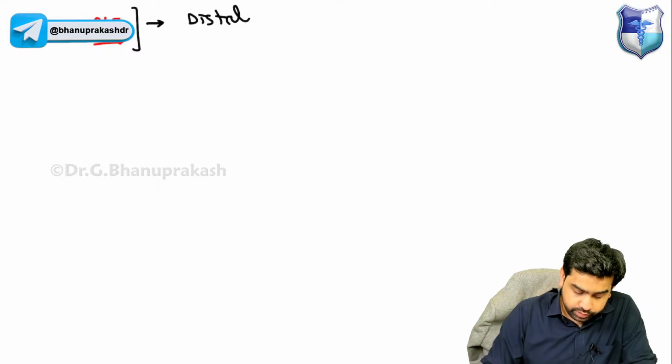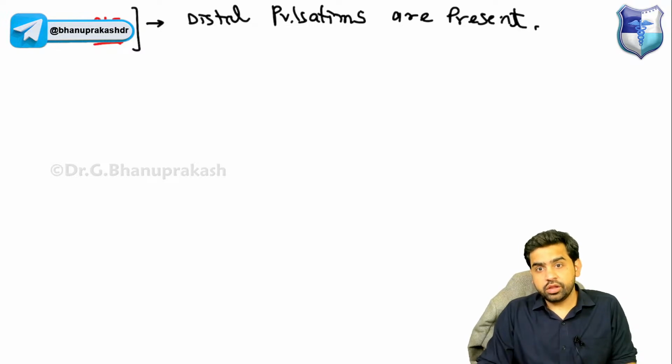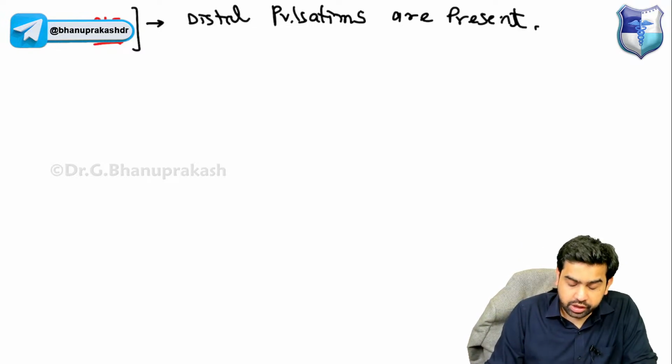Now when you examine these patients on clinical examination, what are you going to find? You're going to find that the distal pulsations are present. So what you need to understand over here is that the distal pulsations are still present. What do you understand by the distal pulsations and why are they present? Please try to understand.